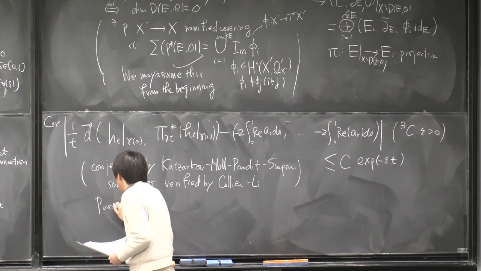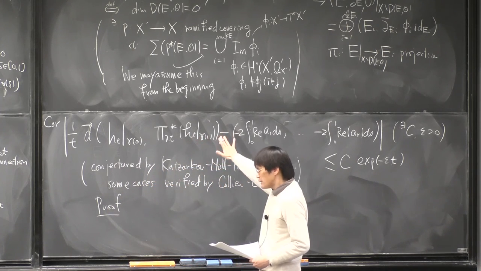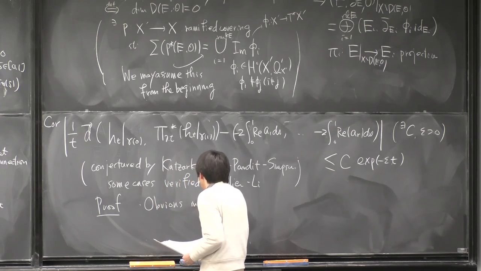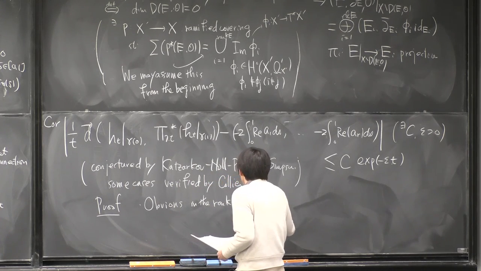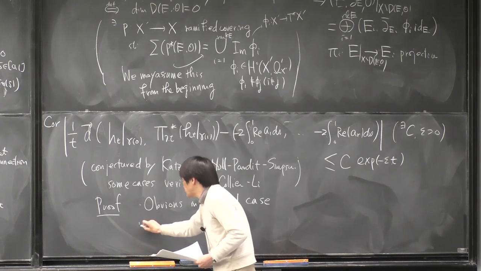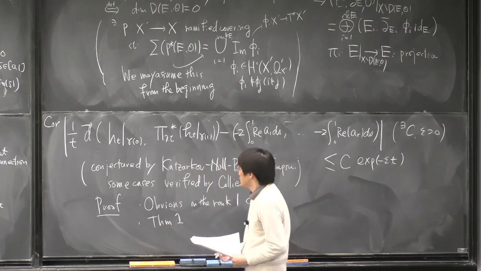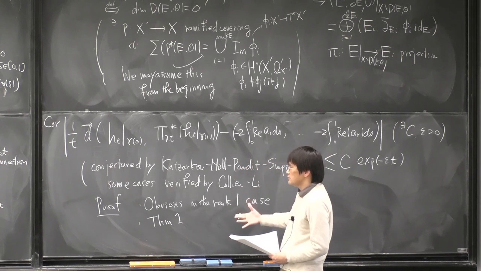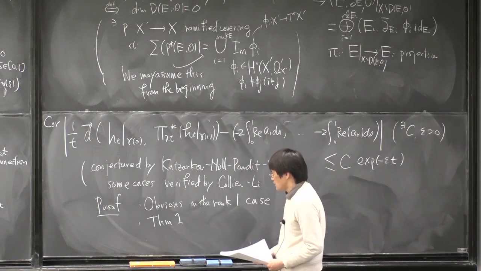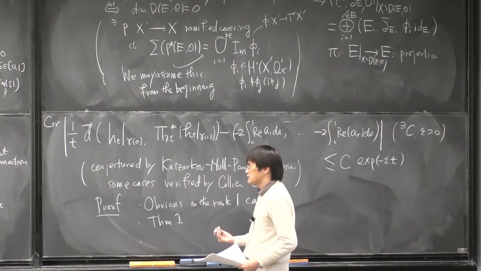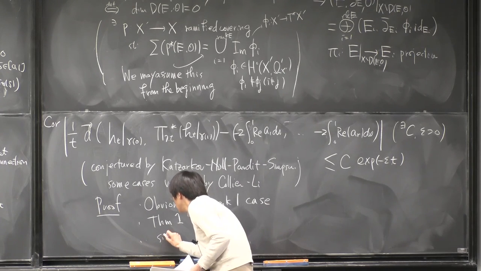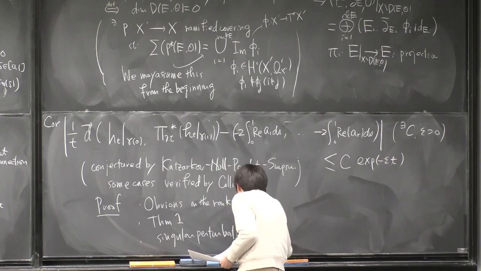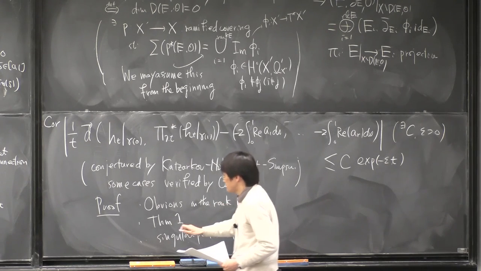Actually, this estimate is rather obvious in the rank 1 case. Then we have the asymptotic decoupling, which says along a non-critical path, the family of harmonic bundles for large t are very close to the direct sum of rank 1 harmonic bundles. So by using a standard argument in singular perturbation theory, we can obtain this estimate.